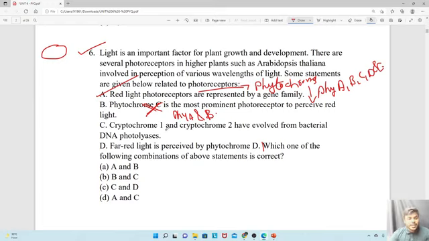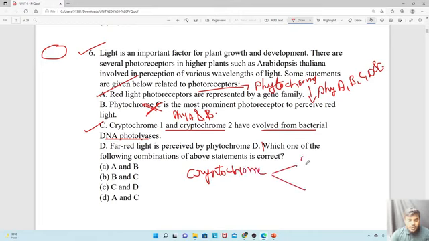Then option C. Cryptochrome 1 and cryptochrome 2 have evolved from bacterial DNA photolyase. We discussed very clearly in the morning class. Cryptochrome contains a chromophore and an apoprotein. I have clearly explained in the morning. The apoprotein is what? A bacterial DNA photolyase-like protein. It has a DNA photolyase-like domain, but it does not have DNA repair activity. Absolutely, statement C is right.